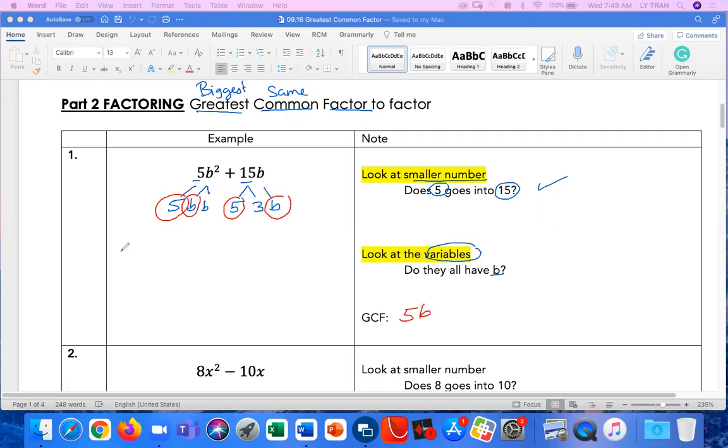So here we go. The 5b we will take outside the parentheses because we want to share about it. Anything that's not common, we leave inside the parentheses. So we have b, we drop the b, and we're left with b plus 3. Okay, that's one of the examples.